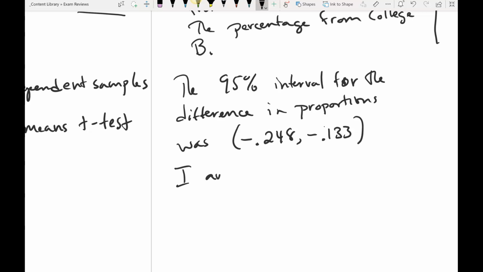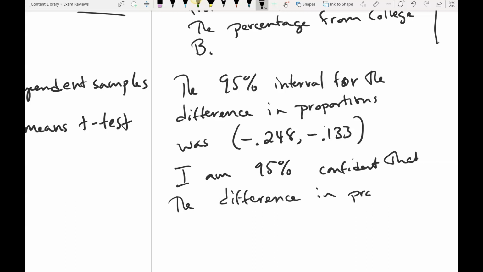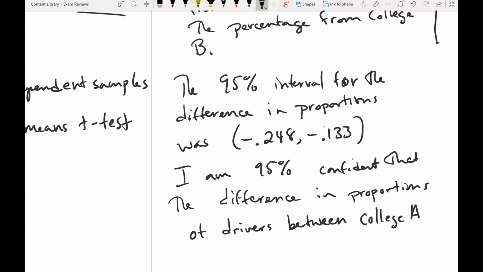I am 95% confident that the difference in proportions of drivers between college A and college B is in the interval negative 0.248 to negative 0.133. So that's my 95% interval, okay?